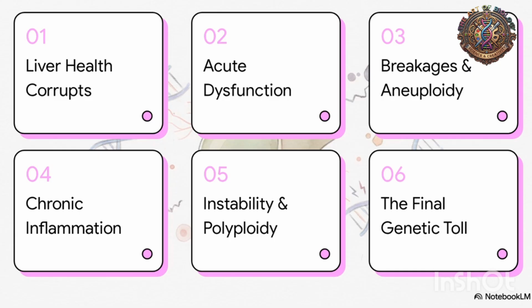Here's a quick look at our agenda for today. First, we'll cover how liver health corrupts DNA. Then we'll look at acute dysfunction, specifically the oxidative attack, and its immediate result, breakages and aneuploidy. After that, we'll switch gears to chronic inflammation, the slow burn, its resulting instability and polyploidy. And finally, we'll wrap up with the overall genetic toll.